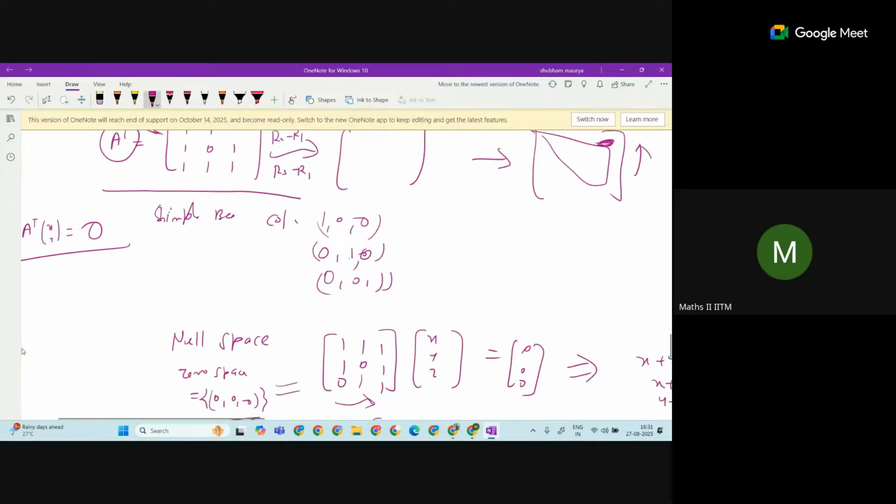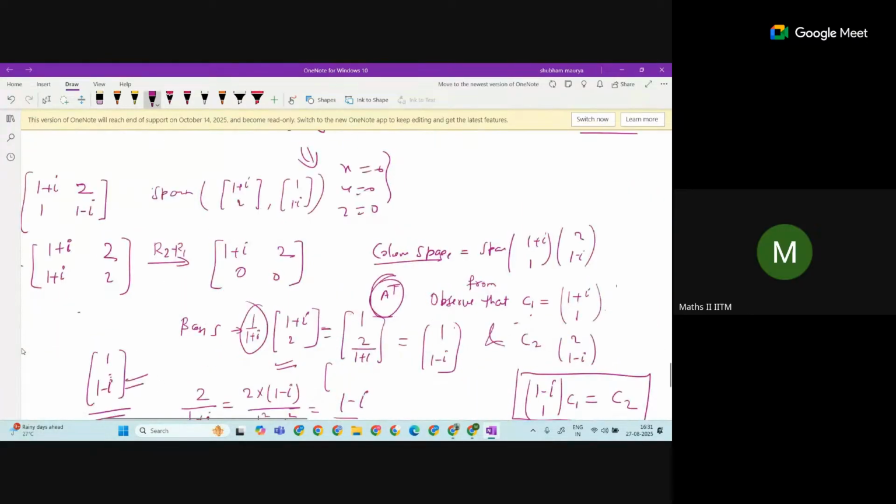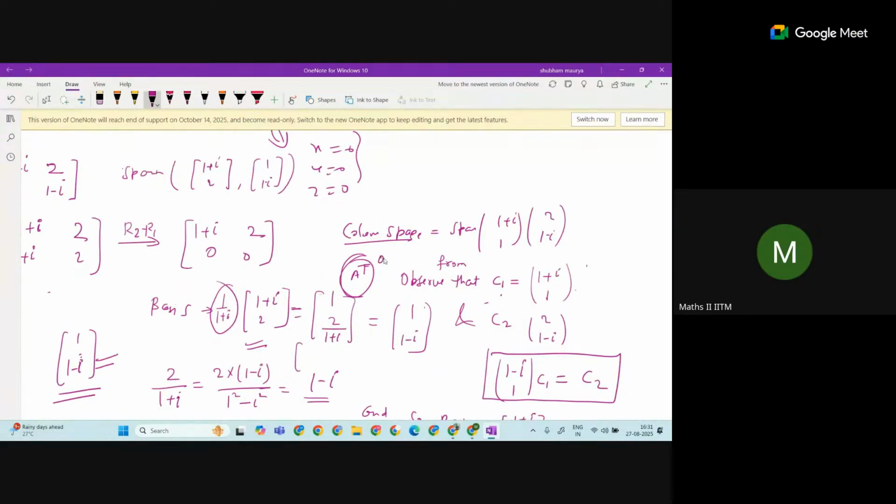So be clear that we are doing this transpose for our simplicity, to make the calculation easier. If you are very much clear with the column operations, don't do this. It's not needed. Exactly, not needed.